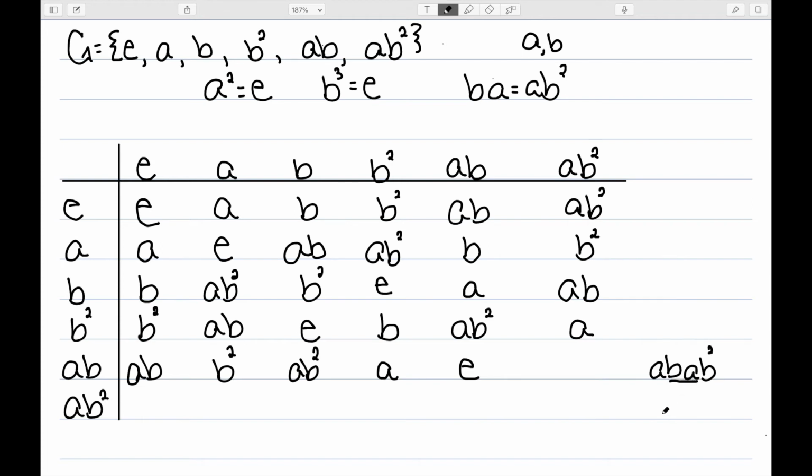Once again, we have this BA in the middle, so that will change to AB squared. So I have AB squared, B squared. The A's will give me the identity, and B to the fourth gives me B, so this would be a B.